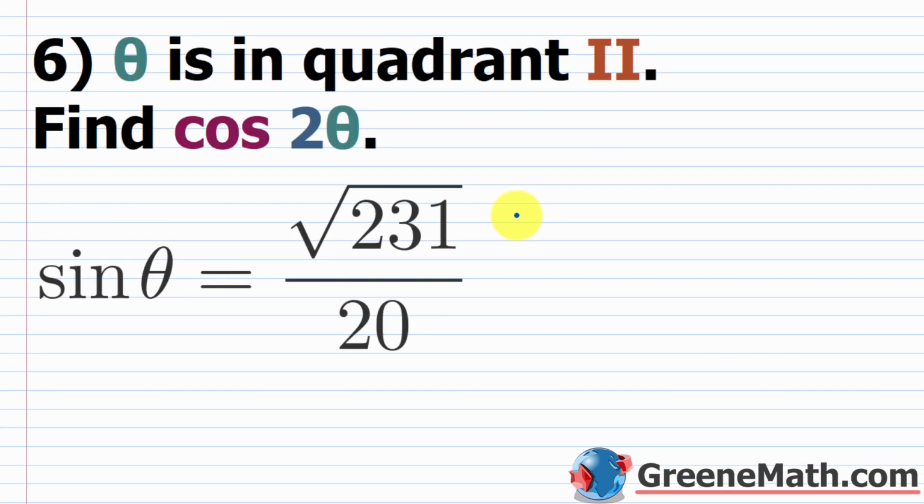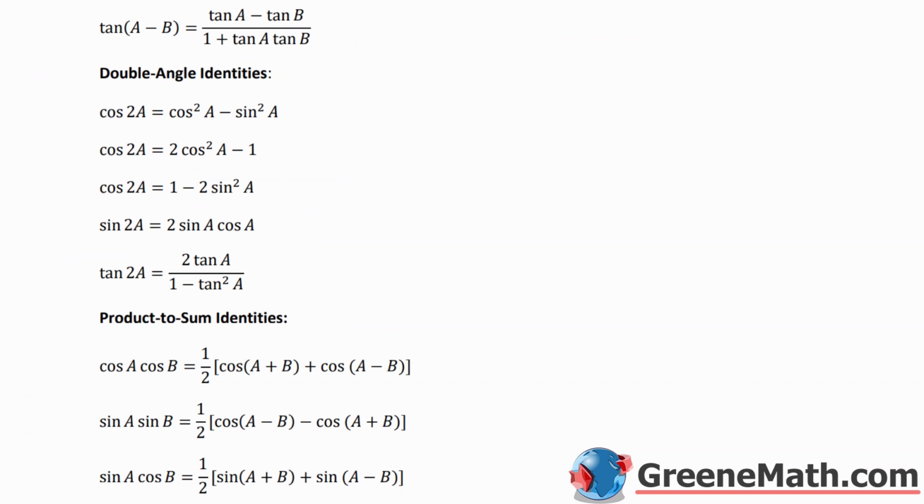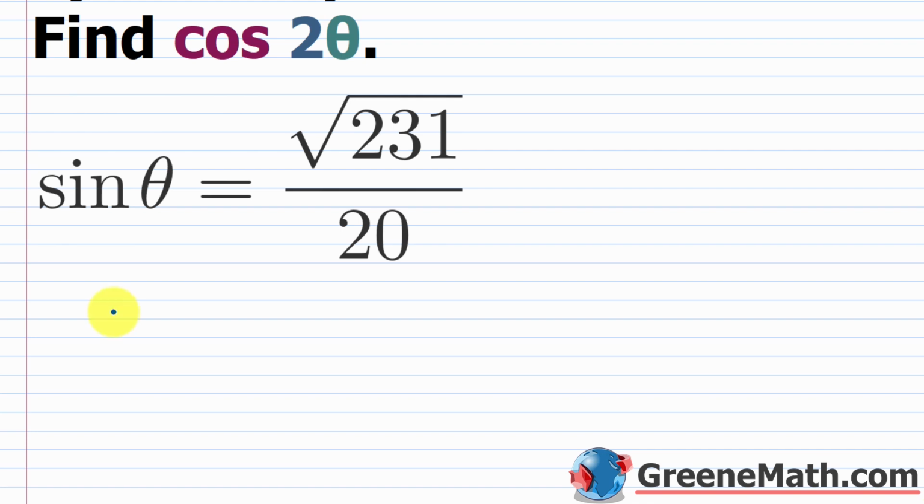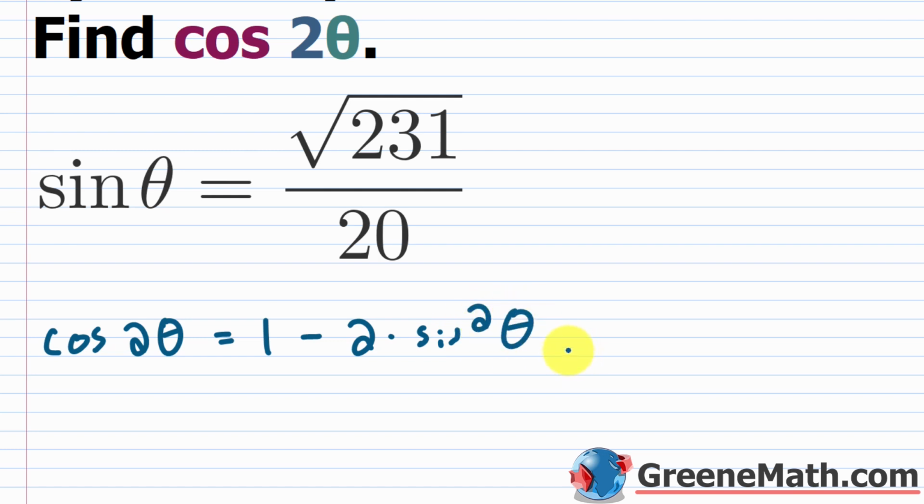All right, let's take a look at problem 6. So theta is in quadrant 2. We want to find the cosine of 2 theta. And going back to the handout, you have this one that says the cosine of 2a is equal to 1 minus 2 times the sine squared a. I would use that one in this case. So let me slide down here a little bit. And I will just say that the cosine of 2 theta is equal to 1 minus 2 times sine squared theta. So let's just plug in here.